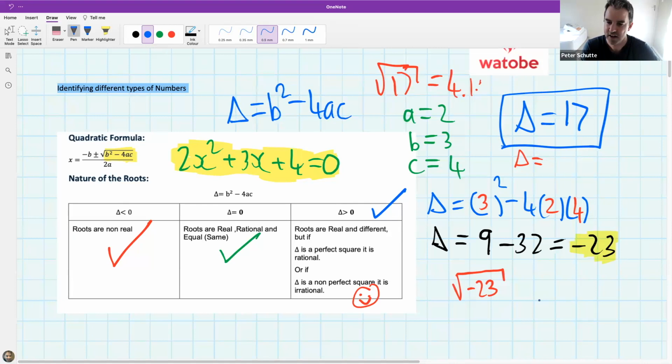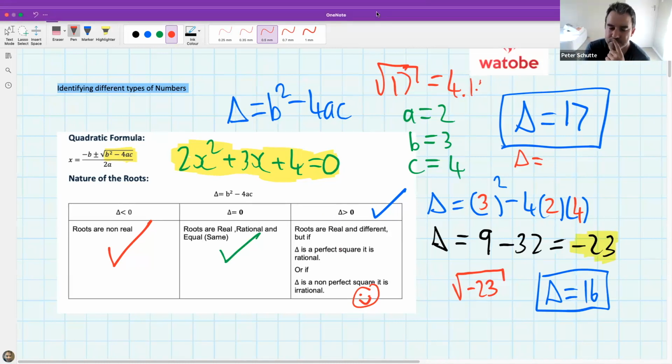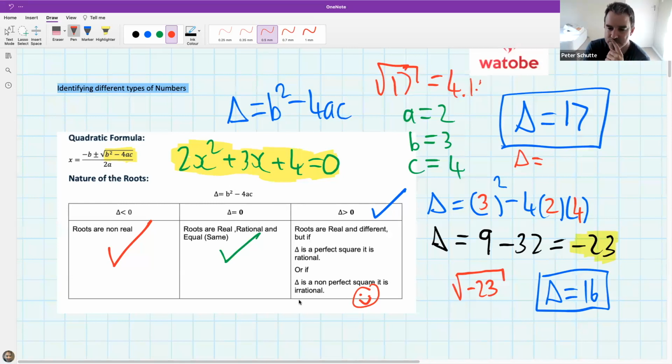Okay, fantastic. Now, if delta was 16, I'm still going to be in this third category, but what are my roots going to be then? They're going to be real and they're going to be different, but they're going to be something else. So if delta was 16, they're going to be real, they're going to be rational, and they're also going to be unequal. Yeah. Annie, I agree with you. Who else agrees with us?